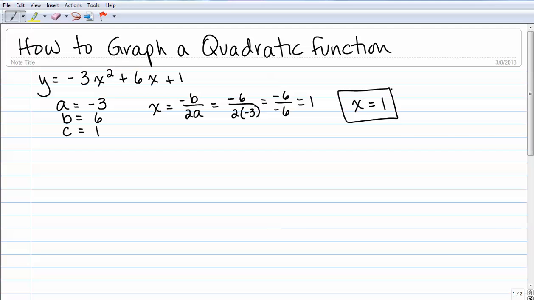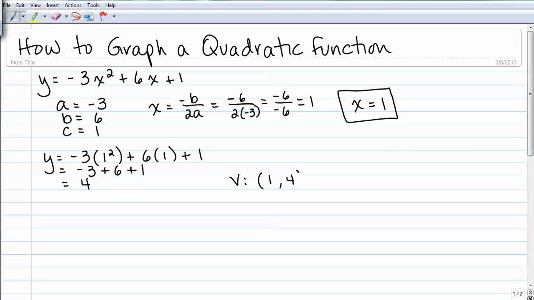The next thing we'd like to do is figure out the coordinates of the vertex. To do that, I'm going to take 1 for x and plug it into our original function. So y equals negative 3 times 1 squared plus 6 times 1 plus 1, or y equals negative 3 plus 6 plus 1, or y equals 4. So my vertex is the point 1, 4.